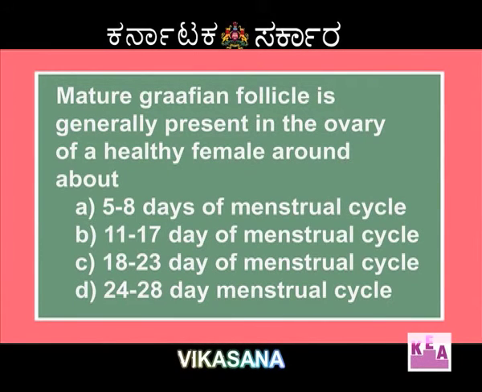Question. Mature Graafian follicle is generally present in the ovary of a healthy female around about. Options: 5 to 8 days of menstrual cycle, 11 to 17 days of menstrual cycle, 18 to 23 days of menstrual cycle, 24 to 28 days of menstrual cycle. So, dear students, in order to answer this question, first we have to understand the complete menstrual cycle.